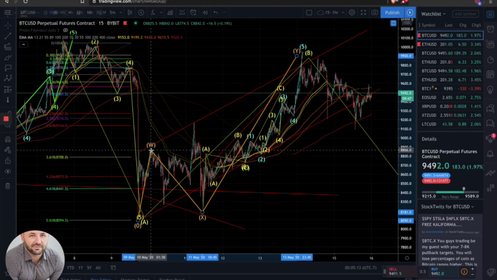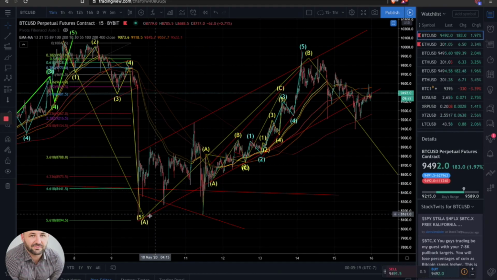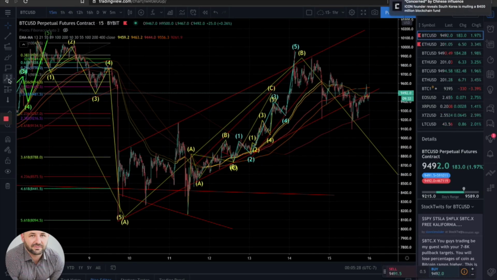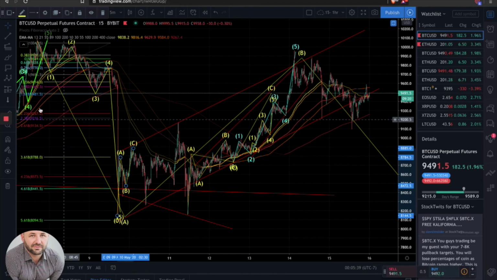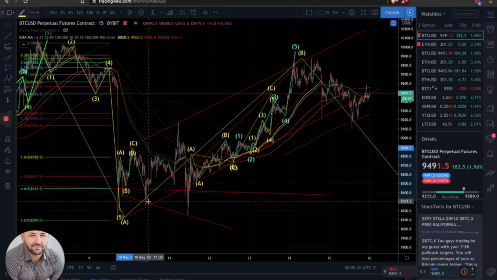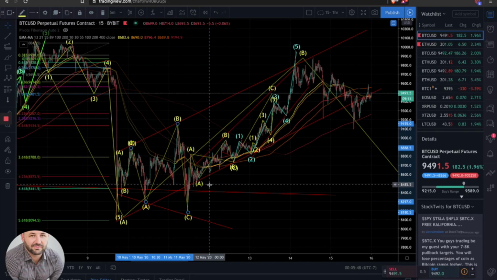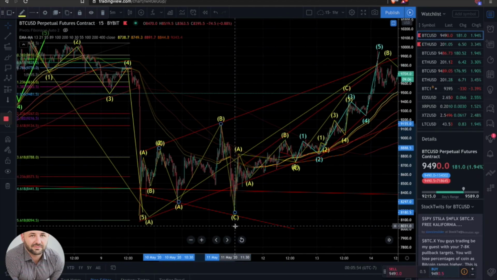Let's see, in order for this to be a 3-wave corrective move, this would have to be a complex correction within here, probably similar to what I had on ETH. So if this was a 3-wave move up, and then this here, 3, C-wave down, and then another 3-wave, ultimately right there.